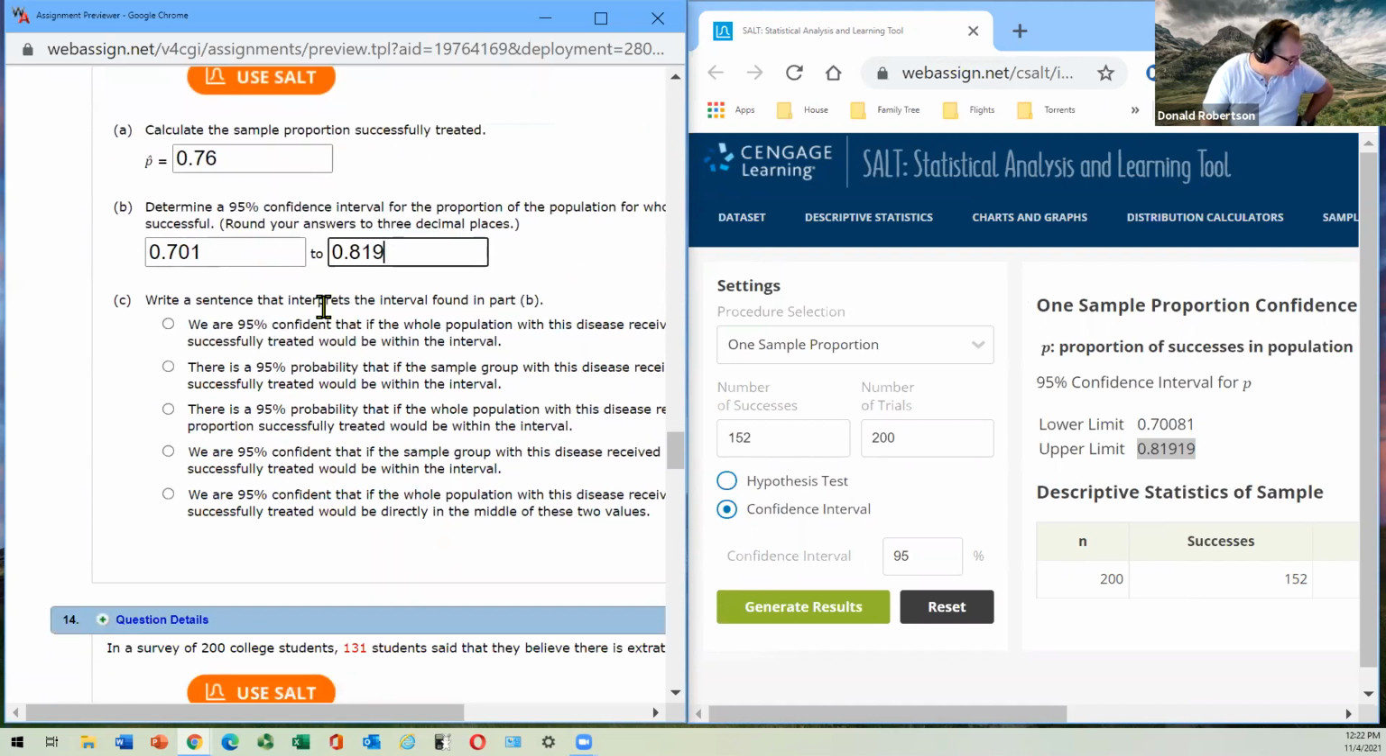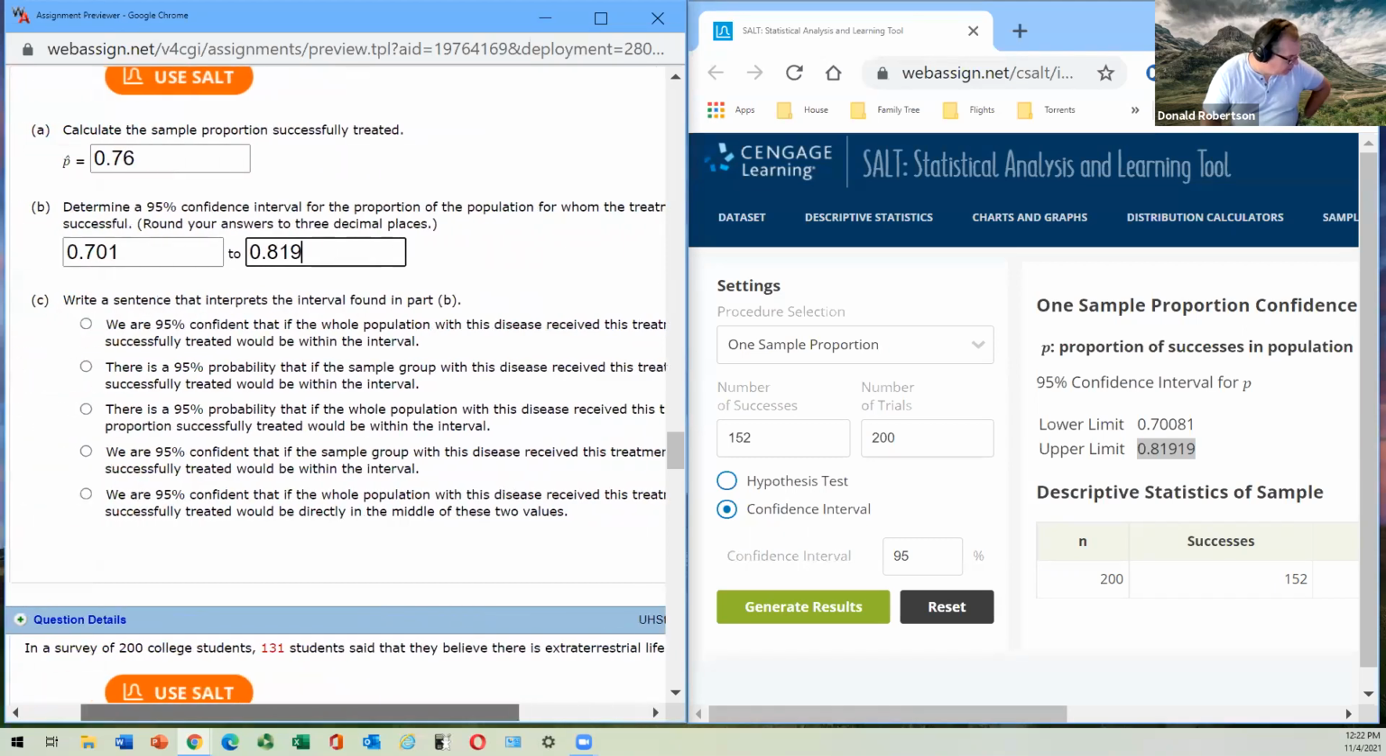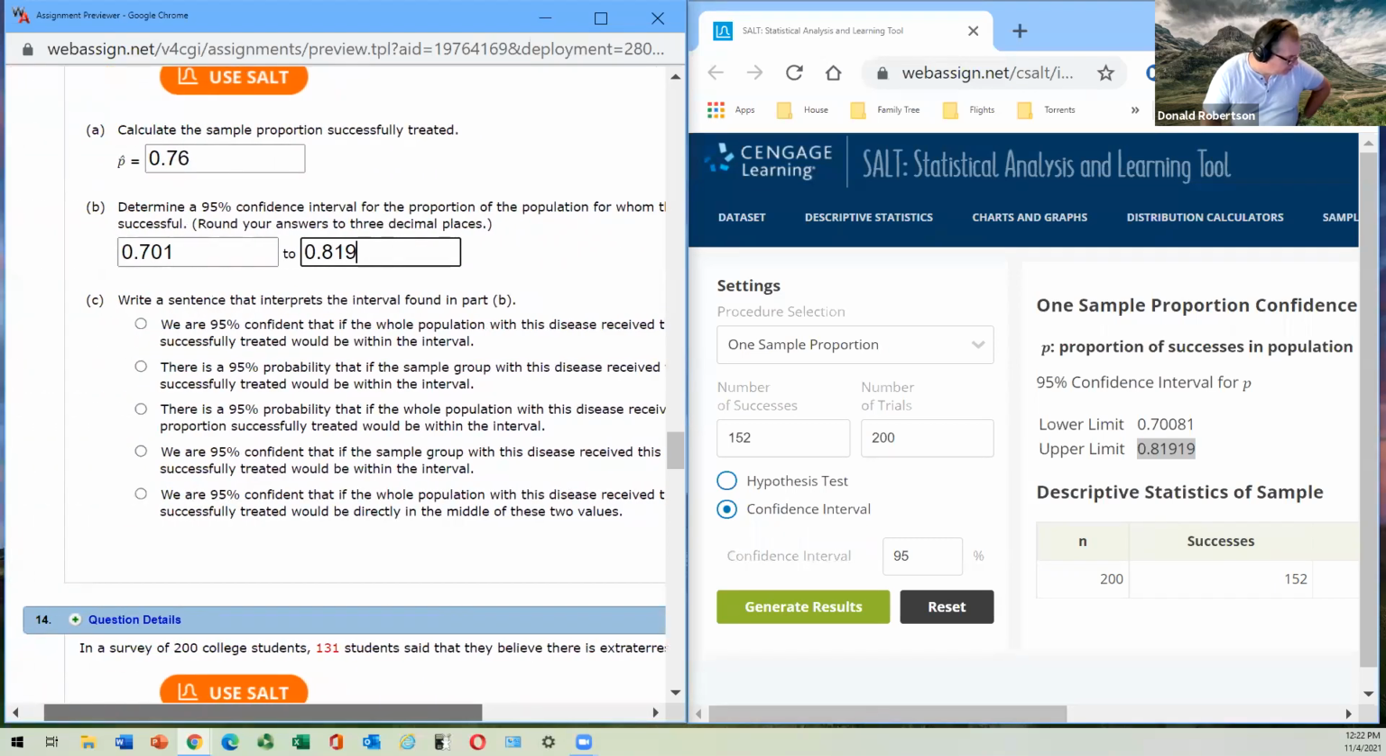Now it says write a sentence that interprets what we have found. So we are 95% confident that if the whole population with the disease received this treatment, the proportion successfully treated would be within this interval. Does that seem like a reasonable English version of what was going on there? Right.